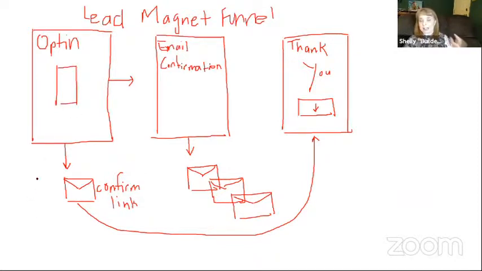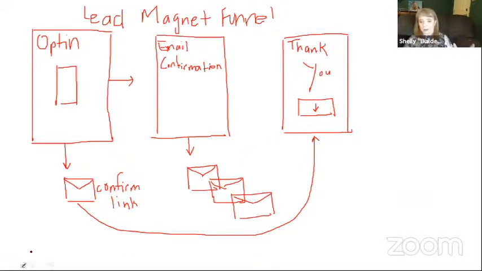Okay, so to get the book, they have to opt in. And then once they opt in, they're going to get an email confirmation link. And they're going to be sent to this page to remind them, hey, check your email. And then once they check their email and they click yes, they'll go whoop all the way over here. And they'll go to the thank you page. And their thank you page has the download button.